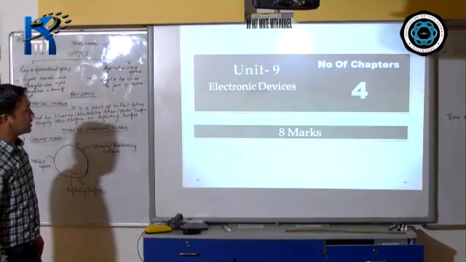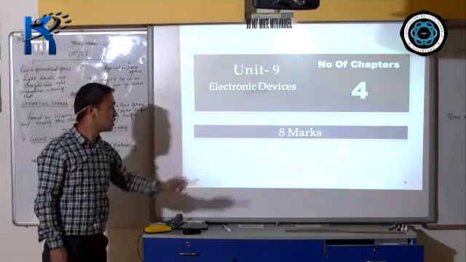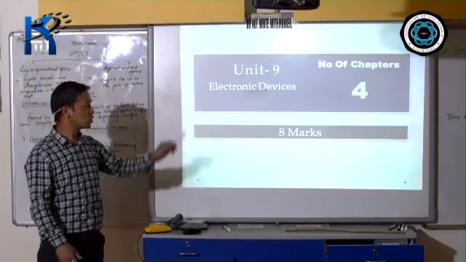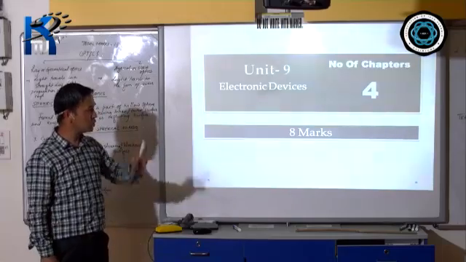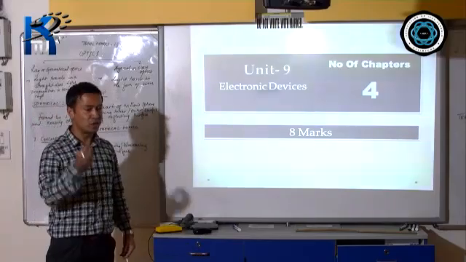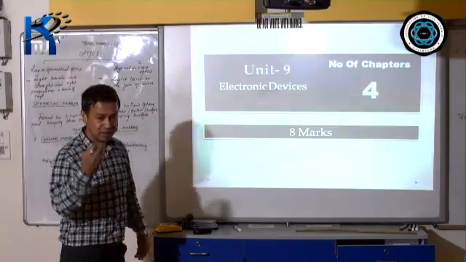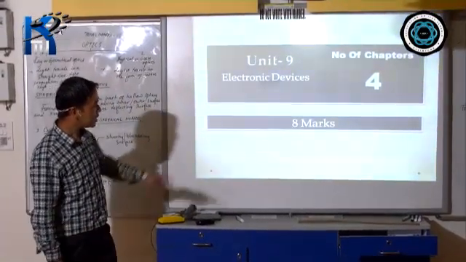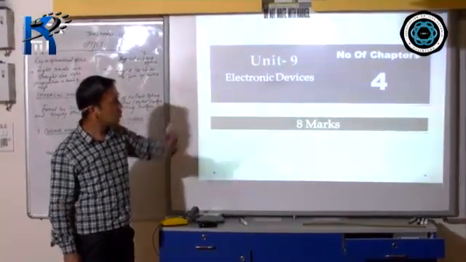Then we have unit 9. This is a unit based on electronic devices. In this unit, we basically discuss semiconductor devices. We have a total of 4 chapters. We learn about semiconductors, and after that, devices based on semiconductors like transistor, LED, Zener diode, logic gates. These are the topics that you learn in unit 9. This unit 9 comprises 8 marks and consists of 4 chapters.